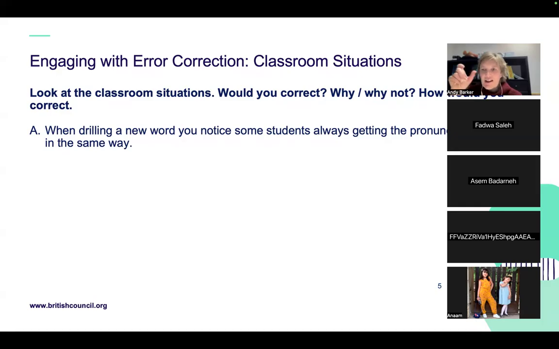You can try back chaining as well. For example, comfortable. So you can say table, comfortable. And then you say, okay, comfortable. Then write the word on the board and say, this is the word. Did I pronounce it like that? No.